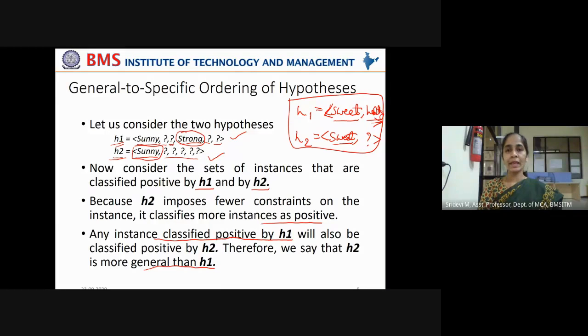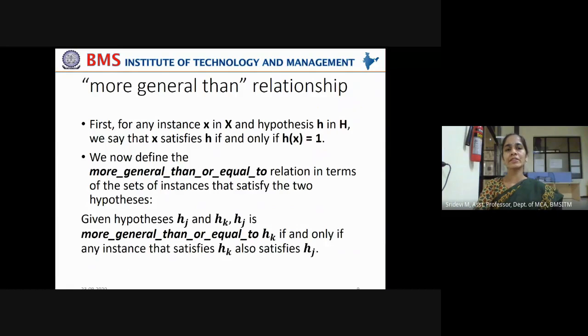So what do you say in this particular instance? H2 is more general than H1. In my preference about a food, in case of H1, I'm more specific that it should be healthy. But in H2, I'm not that specific. This is where we say that H2 is more general than H1. Now let us understand this more-general-than relationship better.